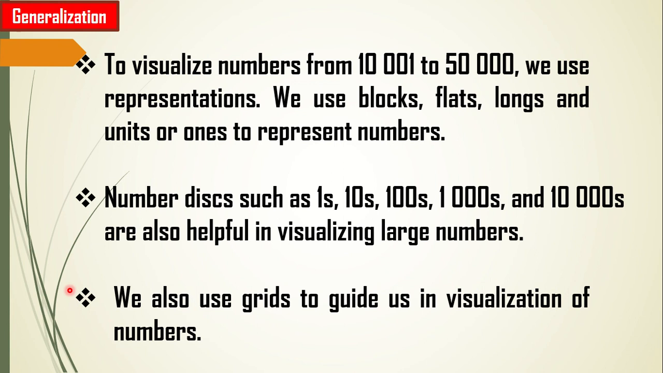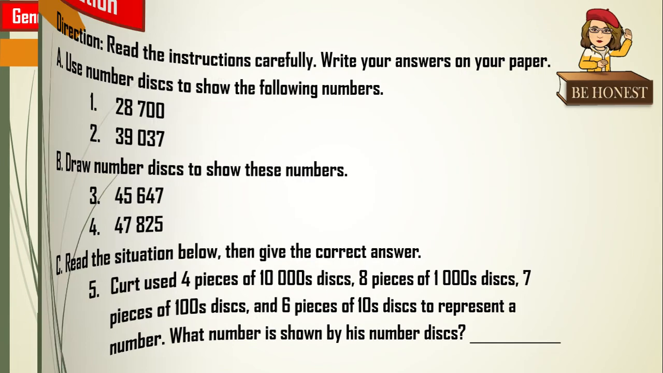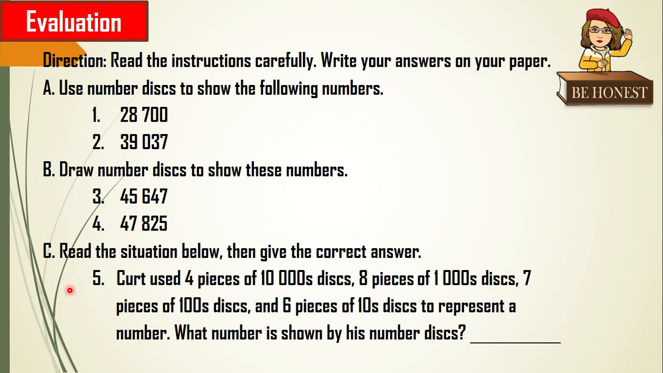Now that you have learned how to visualize numbers from 10,001 to 50,000 in Lesson 1, you are now ready to take an evaluation for Module 1, Lesson 1 in Mathematics 4. Use your pad paper to write your answers. Again, read the directions carefully. Once you start answering this portion, pause the video. Once you have finished answering the evaluation, you may resume watching this video to check your answers. Be honest. Good luck!